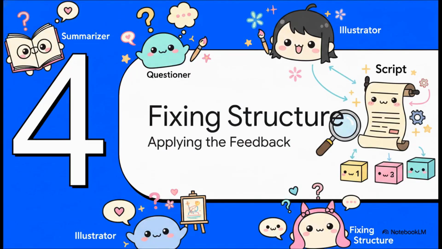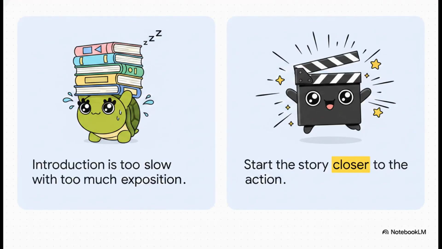All right, let's see how we apply this in Section 4, fixing common structure problems, applying the feedback. So say you get a very common piece of feedback. Your introduction is just way too slow. The solution? Cut the exposition. Just drop the audience directly into the action. If your peers are getting bored in the very first paragraph, you don't need to explain the entire backstory right away. Start in the middle of the excitement and weave that context in later.